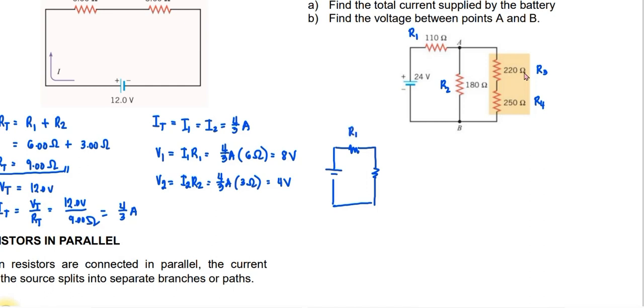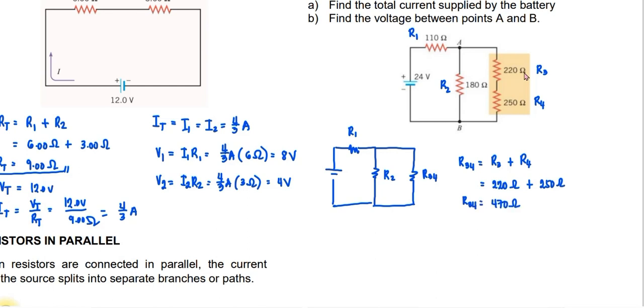So this is R1, this is R2, but we're going to combine R3 and R4. This is now R34. Since 3 and 4 are connected in series, R34 is simply equal to R3 plus R4. That's 220 ohms plus 250 ohms, a total of 470 ohms. So we need to find the equivalent resistance first to find the total current supplied by the battery. After which, we're going to combine R2 and R34.